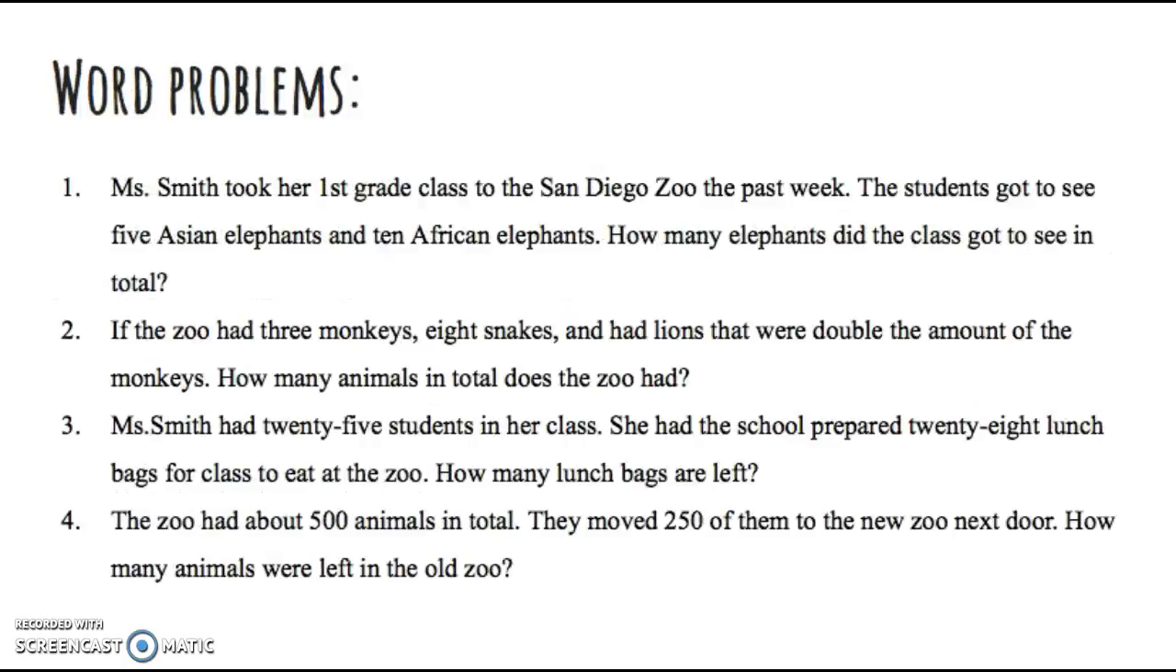My four word problems were: the first one was, Miss Smith took her first grade class to the zoo last week. The students got to see 5 Asian elephants, 10 African elephants. How many elephants did the class get to see in total?